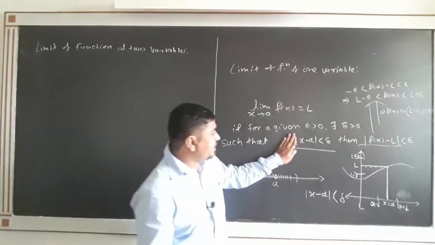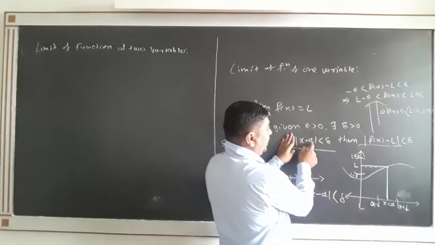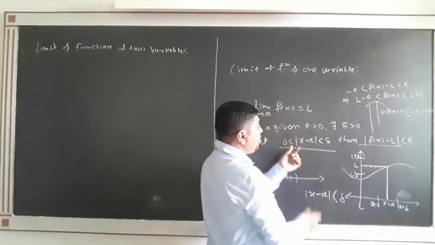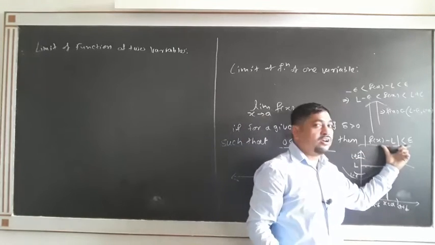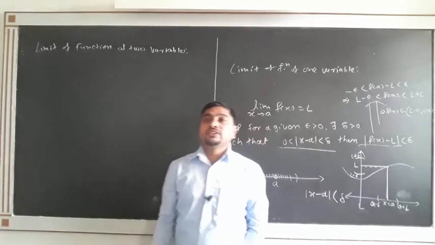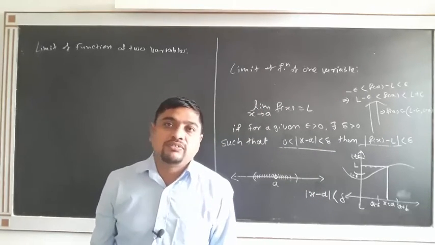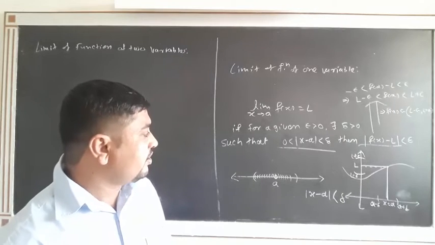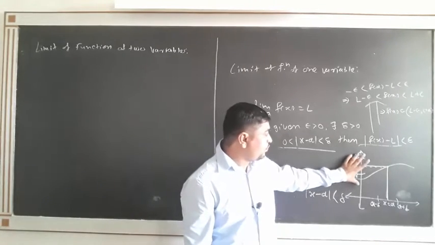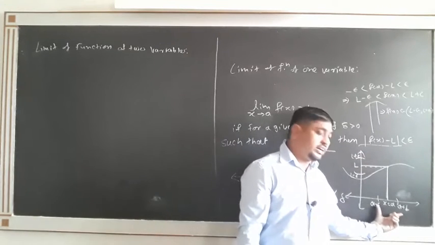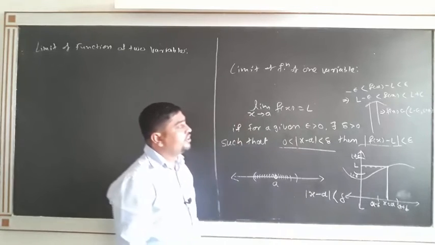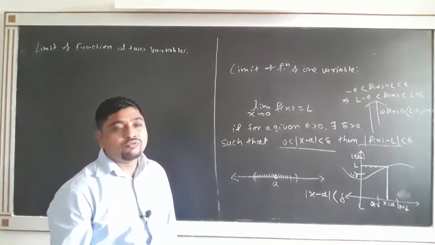This is again the distance between a and the point, and this is the distance between L and f of x. However small an epsilon, we can find a corresponding delta. Then we say that the function has a limit. Getting this? If we take any epsilon, you can find a delta. This is the definition for one variable.